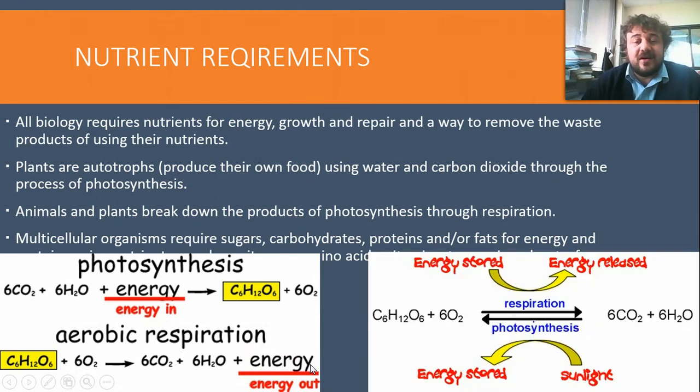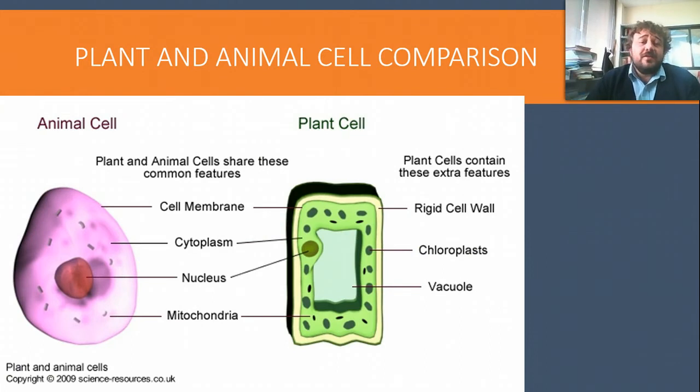Now, as we said, they look kind of the same but backwards. If you look at this one here, you can see that respiration goes this way, photosynthesis goes this way, but the chemistry is exactly the same. So it's energy stored to energy released, sunlight to energy stored. Now, we're going to look at a plant cell and an animal cell. We're going to compare the two. All right. So on our right here, we have an animal cell and a plant cell.